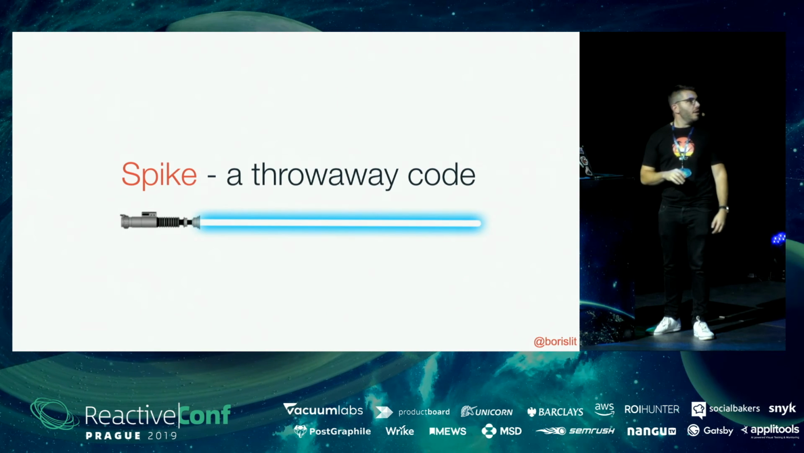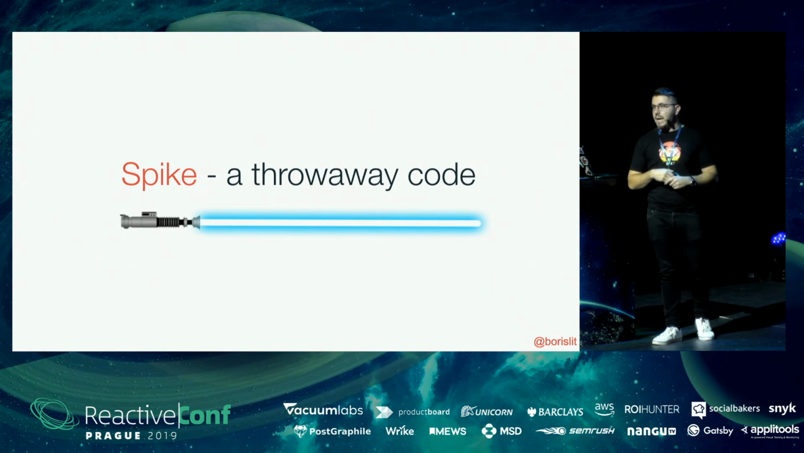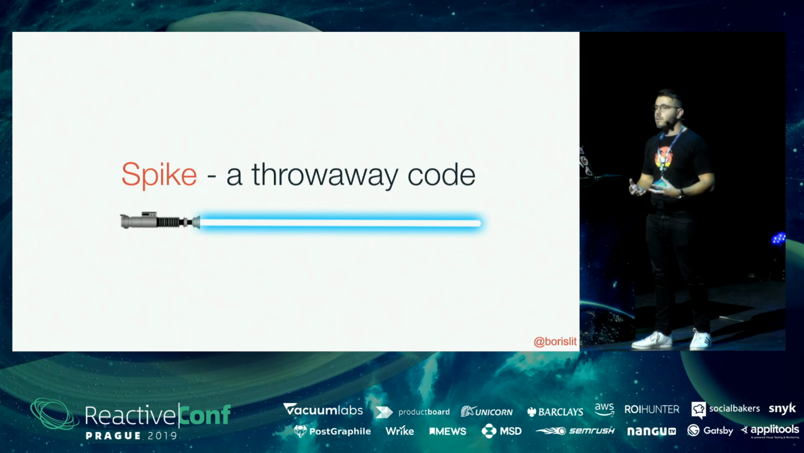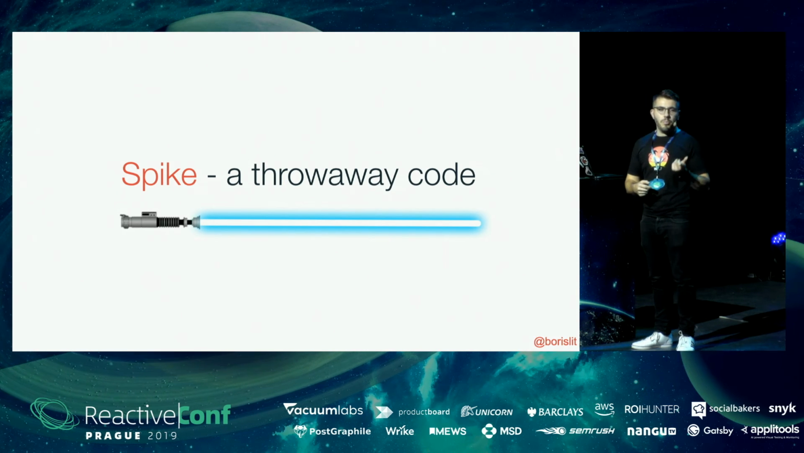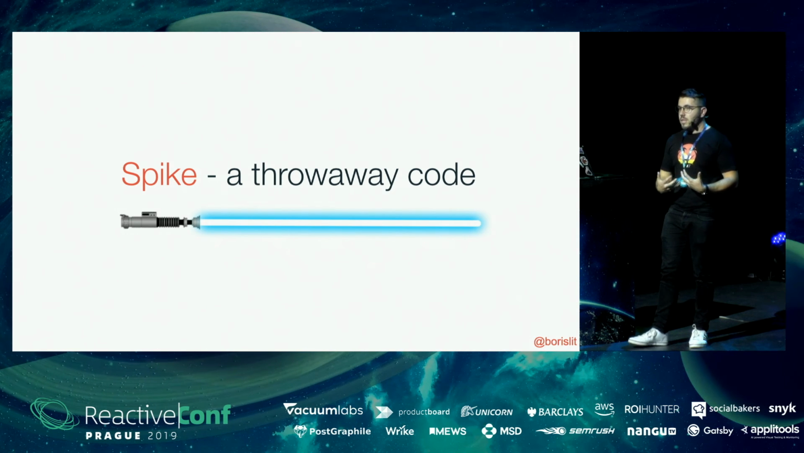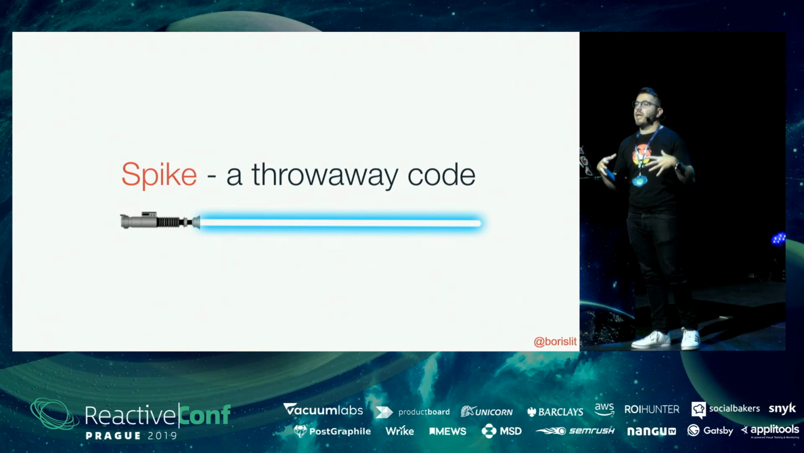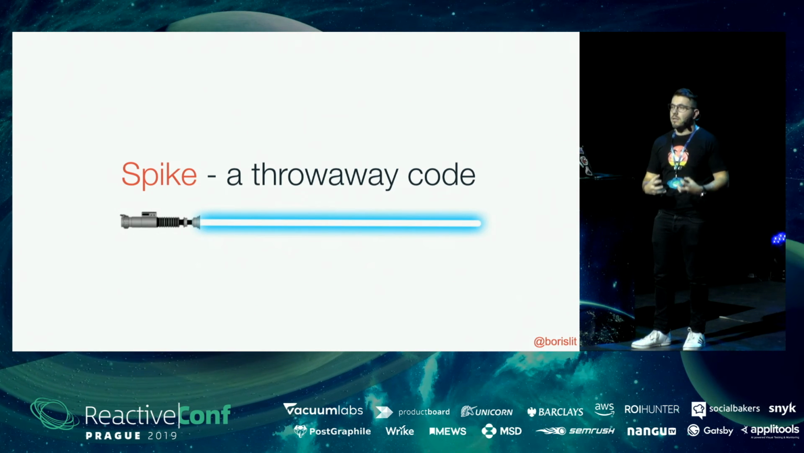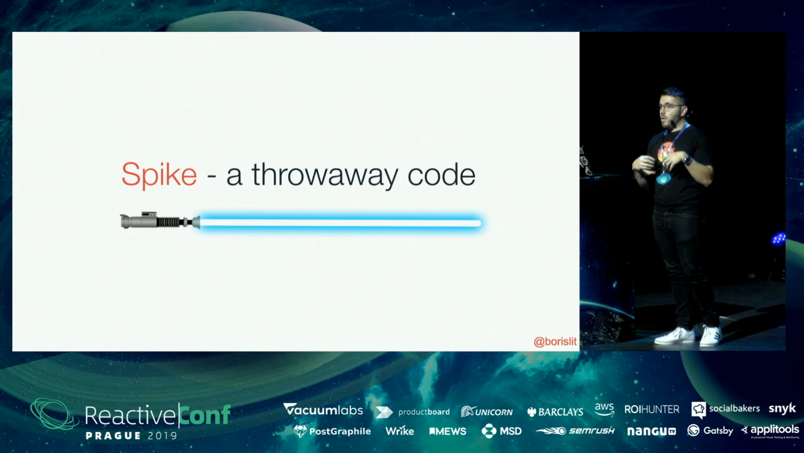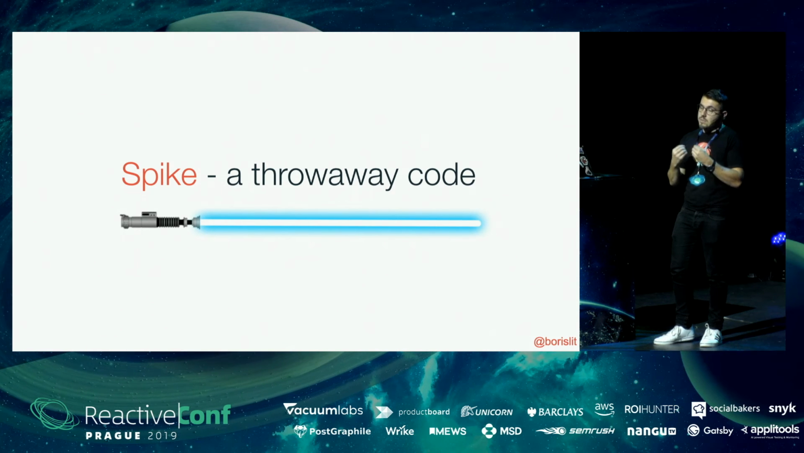The next thing is Spike. Now, Spike is basically a potentially throwaway code that we are writing in order to explore a potential solution to a problem we're facing, right? And what that gives us is basically it allows us to gain more knowledge about the technical and the business domain, and that comes really useful when we are forced to give estimations, right?